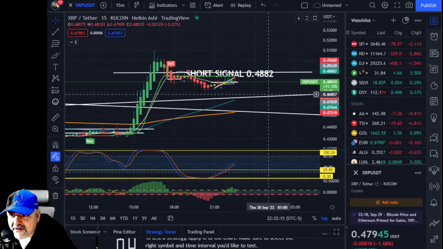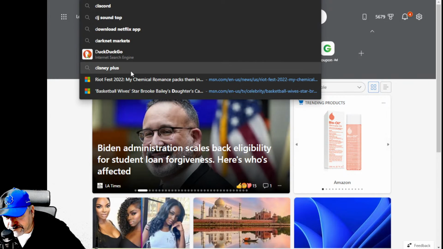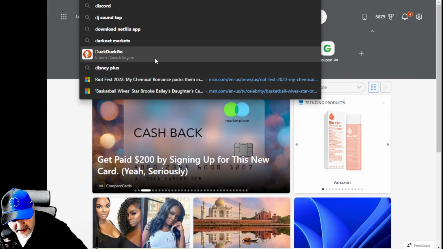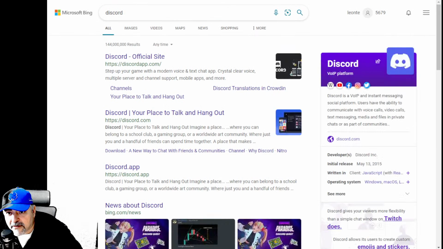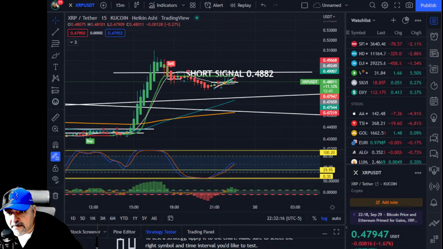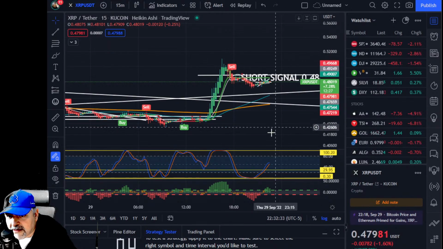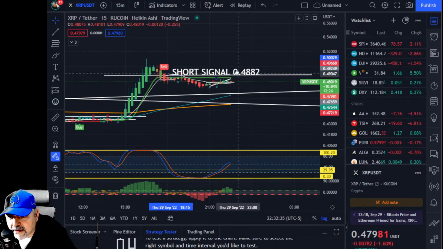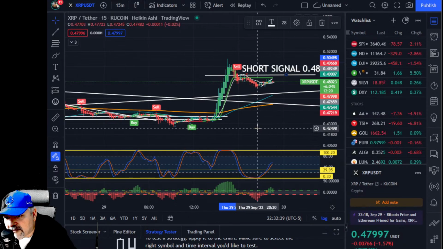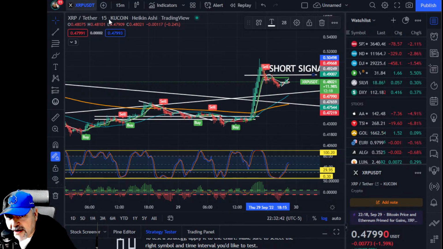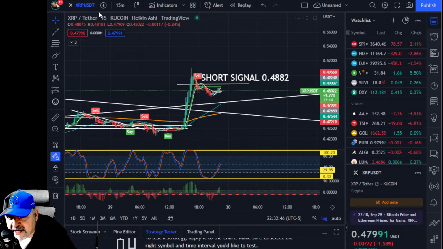So if you're in the Discord, right, and you see something pop up in the Discord, and I want to show you here. In the Discord, you'll get an alert, right? And the alert will have kind of like a line here, and then you see your sell signal. So here's what we have here. What we have currently is a sell signal on the 15-minute XRP.